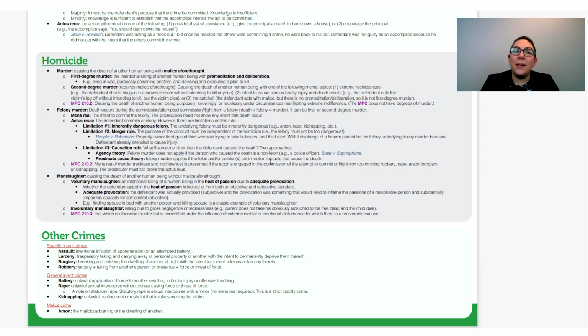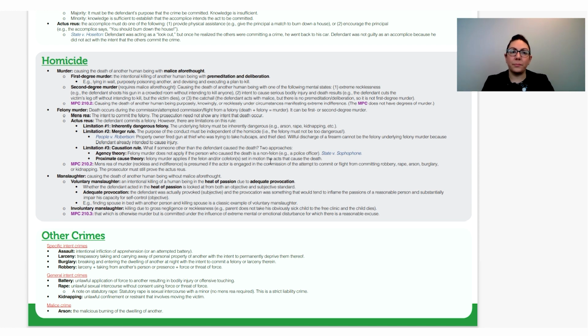And then the third mental state that satisfies malice for second-degree murder is where there's intent to kill, but not quite premeditation and deliberation. So this is typically where the defendant acts impulsively, but doesn't have a justifiable excuse, which we'll talk about in just a couple minutes.